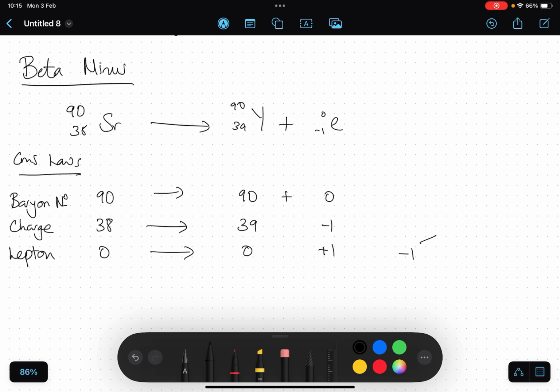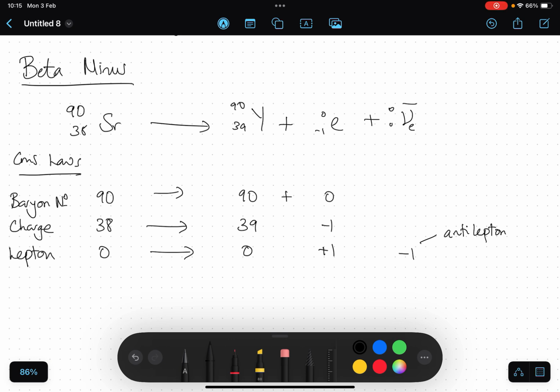In other words, what we need is an anti-lepton. Okay, and that's kind of nodding towards the fact that actually there's another particle being produced in beta minus decay. And it happens to be the anti-electron neutrino. In other words, it's a form of neutrino also being emitted.